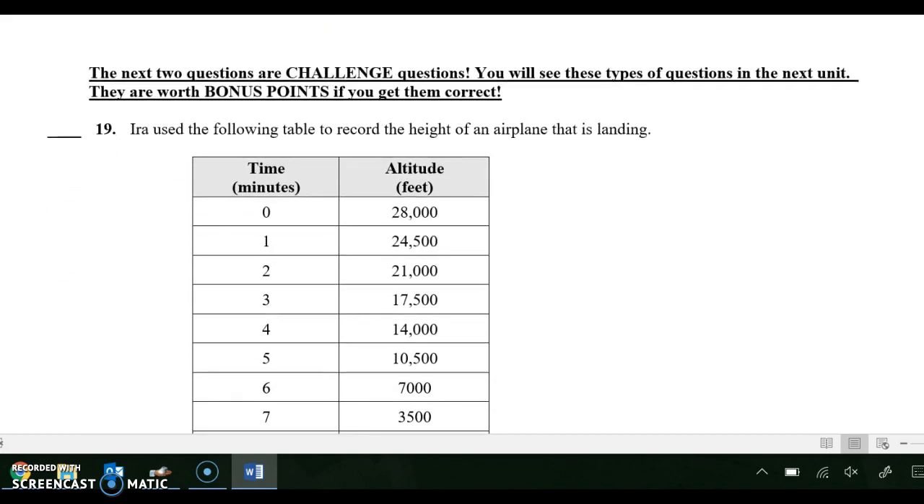The next two questions are challenge questions. You will see these types of questions in the next unit. They are worth bonus points if you get them correct.